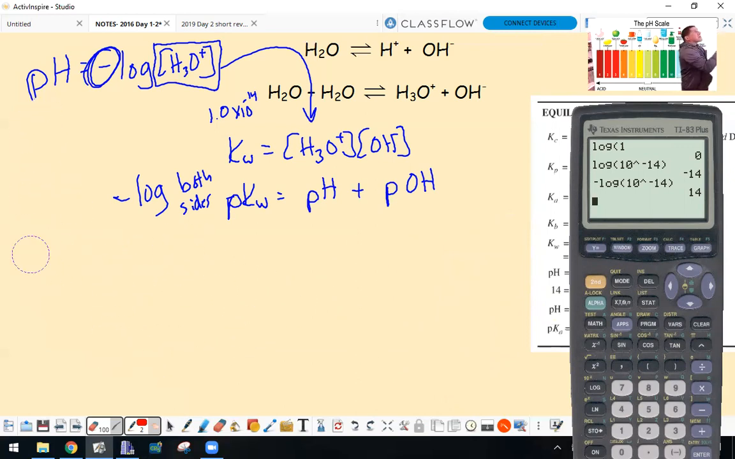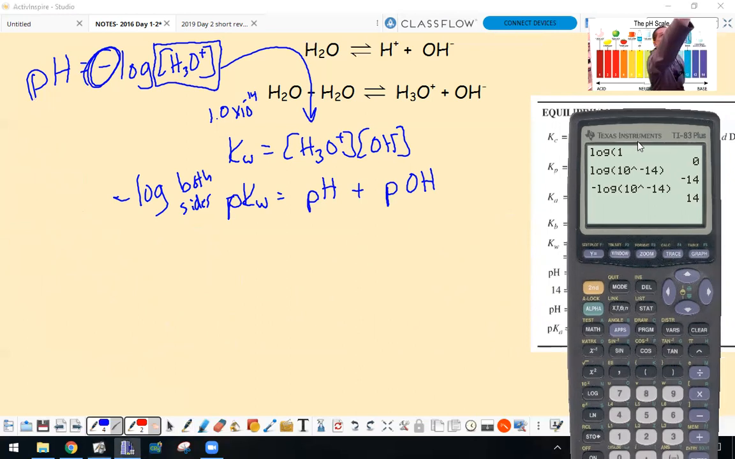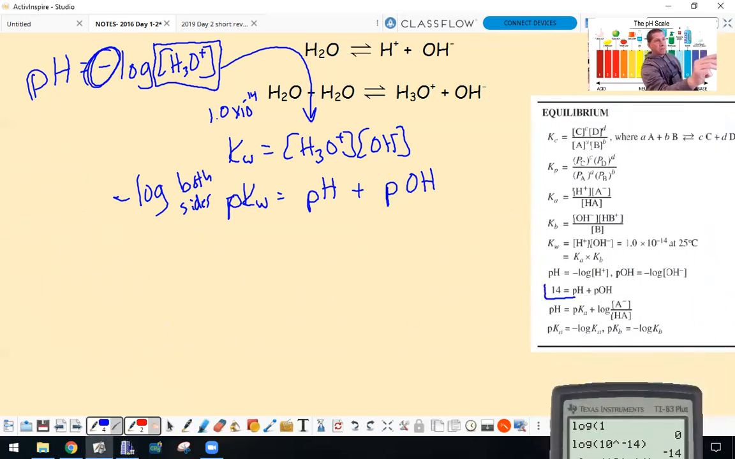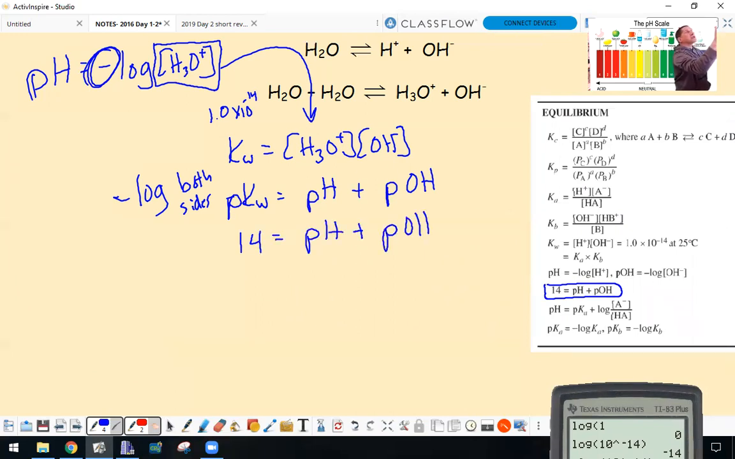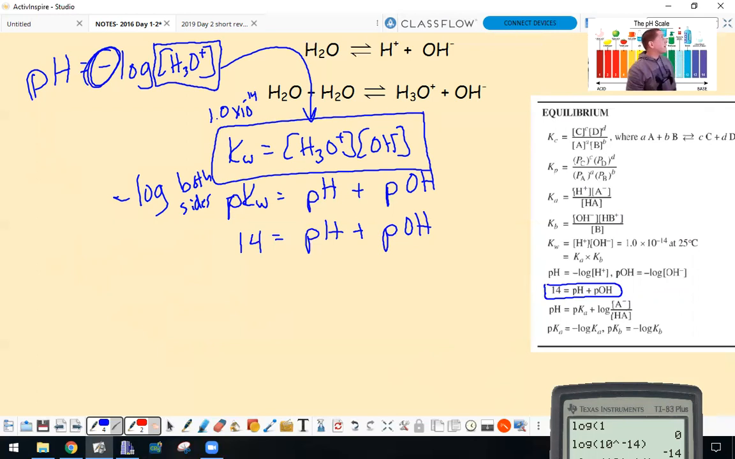All right, so back to this. We've now figured out this equation. Because now pKw, P is always negative log, so the negative log of 1 times 10 to the minus 14 is called the pKw, and it is equal to 14. And that equals pH plus pOH. All right, so now back to this equation. I said if you know either of these two, you can calculate the other because you have the Kw.